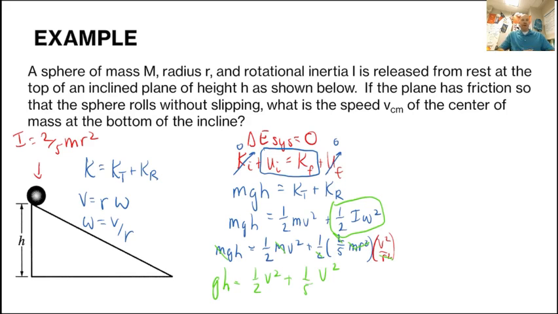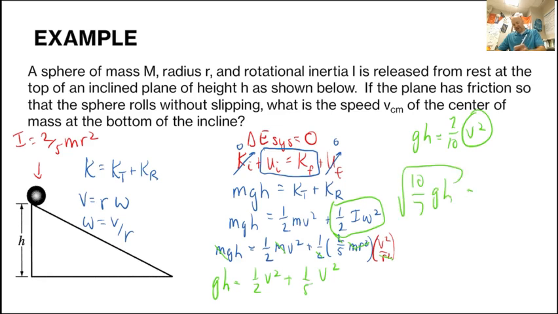So now we just have to add 1/2 and 1/5. That's going to be 7/10. So we say gh equals 7/10 v squared. And now we just solve it for v. You're going to end up with the square root of 10 over 7 gh, and that will be the speed of this sphere at the bottom of the incline.